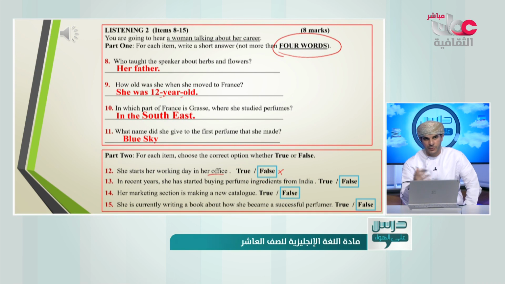Because first she went to the laboratory, then she went to the office. Not in India, somewhere else. Not catalog. And she was, yes, writing a book, but not about herself. She became successful? No. So there is something correct in the statement, but there's something incorrect. So it is false. Be careful with this.